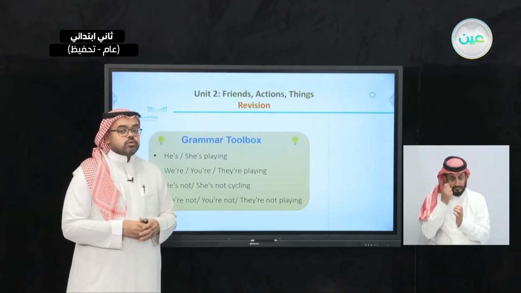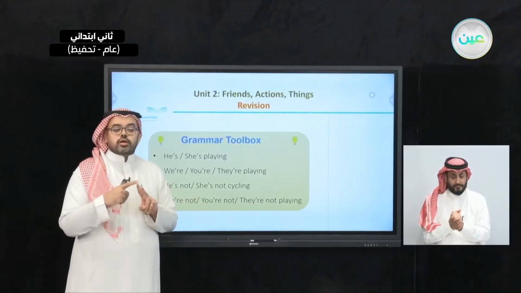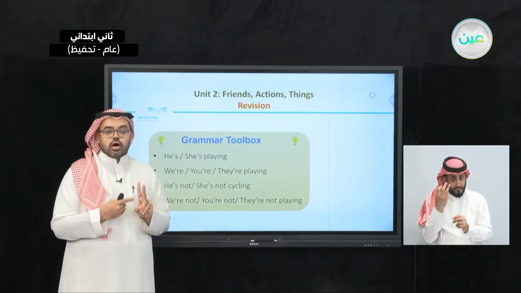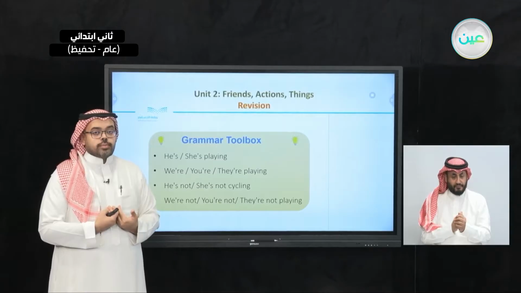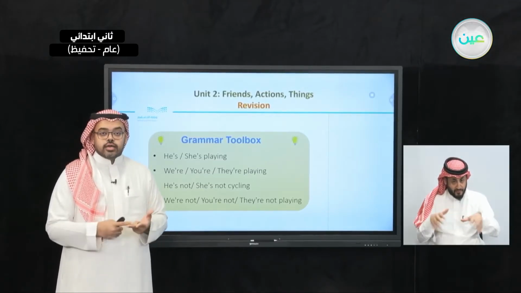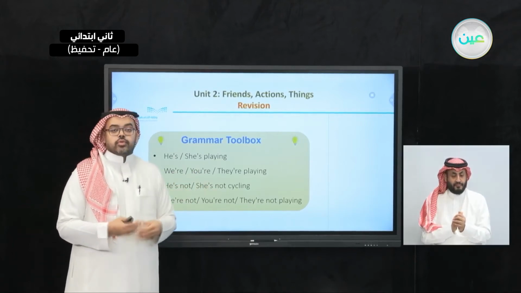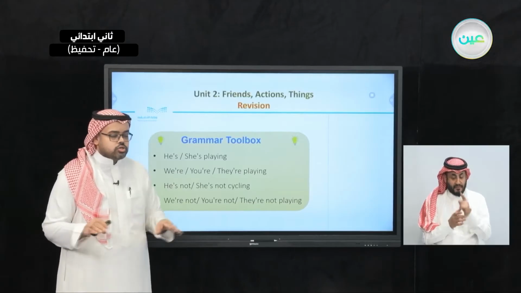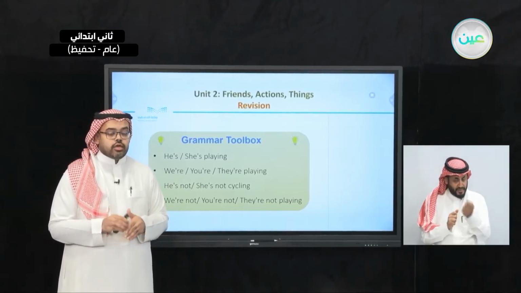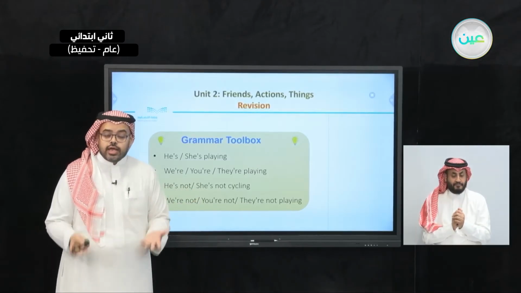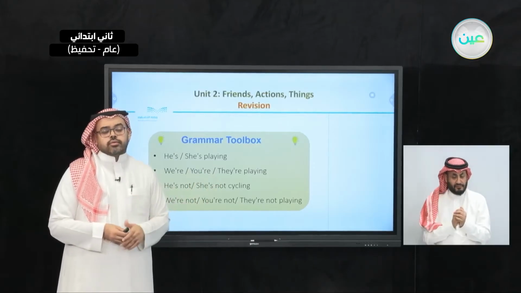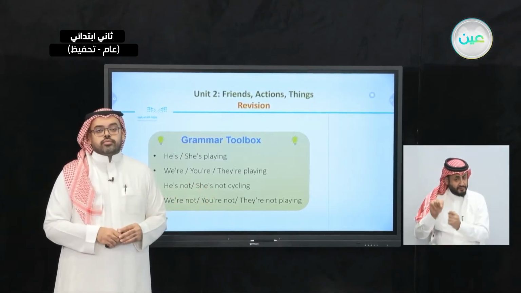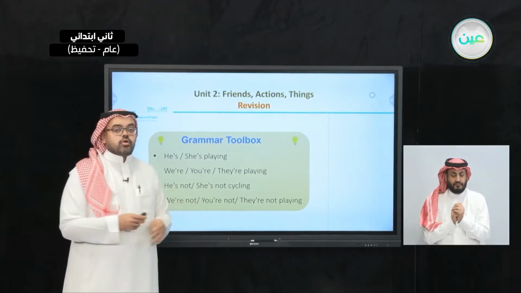And if we want to talk about not one person but two, for example, Umar and Ali, we would say they are playing. And if I want to talk about myself and Umar and Ali, I'm going to say we are playing. Also, we talk about when we are not doing something. We use not after he is, by saying he is not playing, and after she is, she is not playing. We are not sitting. They are not cycling. So this is what we covered from last time.